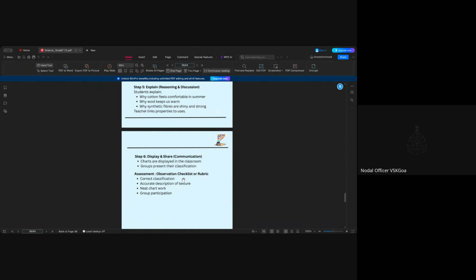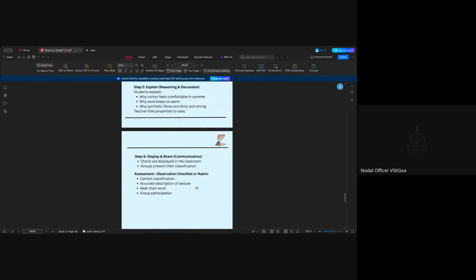Okay, so here assessment is basically you can prepare a checklist and you can see whether a student has done a correct classification, accurate description of texture, or whether the chart which they have prepared is neat, or whether the group participation is proper in this context. That could be a part which can be looked into when we have this activity.